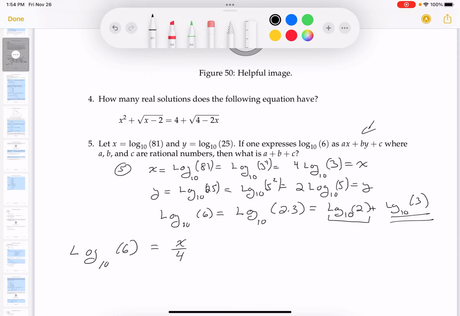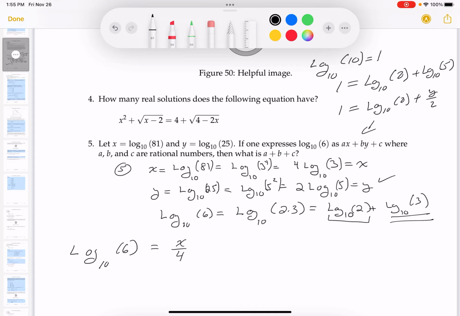The only thing I really do know is 5. So I'm going to write log base 10 of 10, which I know to be 1, by the way. So 1 is also equal to log base 10 of 2 plus log base 10 of 5. And let me write this down. So 1 equals log base 10 of 2 plus log base 10 of 5, and log base 10 of 5 is just y over 2. So log base 10 of 2 is going to be 1 minus y over 2.